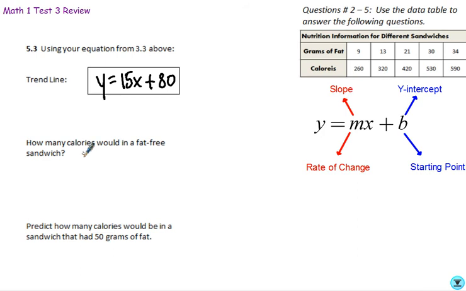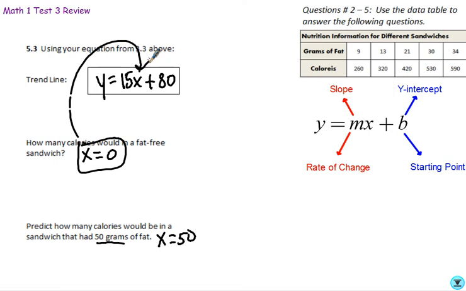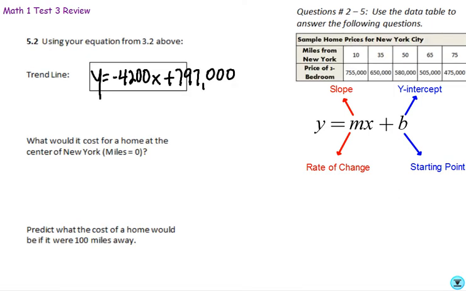And again, all you're doing here is just plugging in. If it's fat-free, we mean when x is equal to 0. Or if we have 50 grams, how about when x is equal to 50? And again, all we're doing is just substituting that number in for x. On 5.2, when x is equal to 0, and what if you're 100 miles away? So when x is equal to 100. Now that's not the answer, that's just what you're plugging in. Alright, so go ahead and try that now.